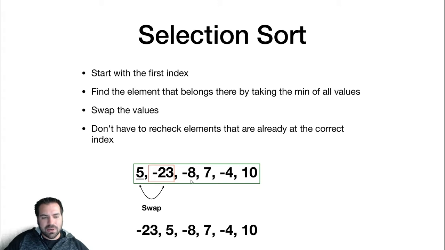Is this one less than this one? No. Is this less than this? No. Is this less than this? No. Is this less than this? No. We got to the end of the list, and we found this to be the minimum value. So we know this goes at index 0 in the final sorted order. We're going to swap these two values, swap negative 23 and 5, and then move to the next index and ask ourselves which value goes here.